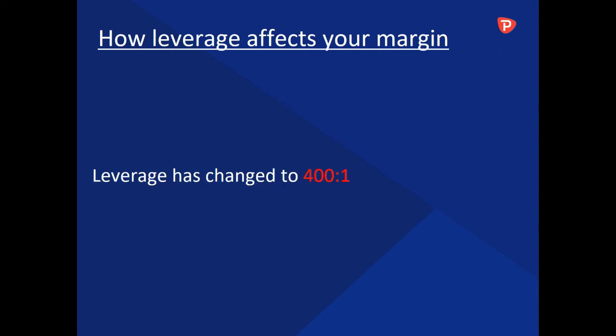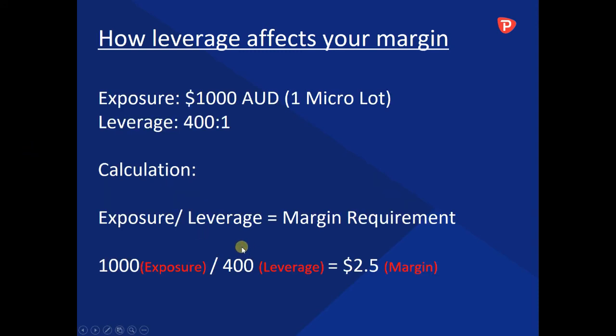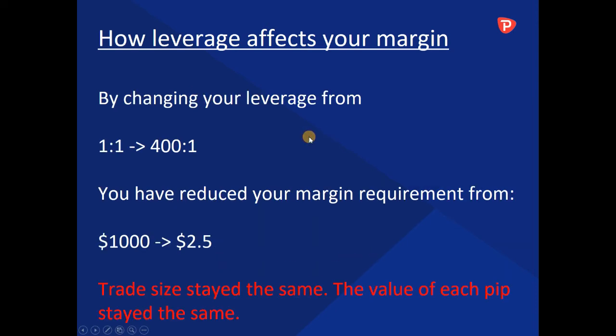How would your margin change if you increase your leverage to 400-to-1? Let's have a look. So your exposure is the same, 1,000. Leverage is 400-to-1. So 1,000 Aussie divided by 400 gives you $2.5 as a margin requirement. By changing your leverage from 1-to-1 to 400-to-1, you have reduced your margin requirement from $1,000 to $2.50. It's important to notice that the trade size stayed the same.